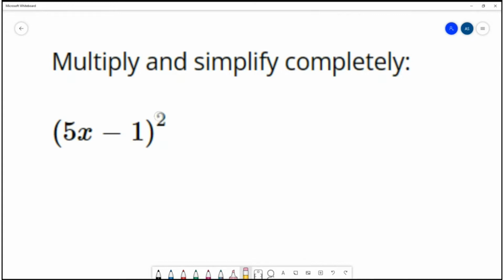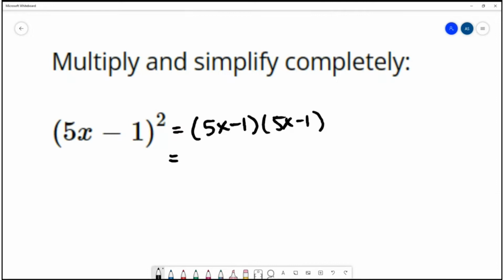A lot of people are tempted to apply the squared to the individual terms, but we can't do that because of this subtraction. What we need to do instead is rewrite this as 5x minus 1 times 5x minus 1, and then we can use our multiplication rules for multiplying.